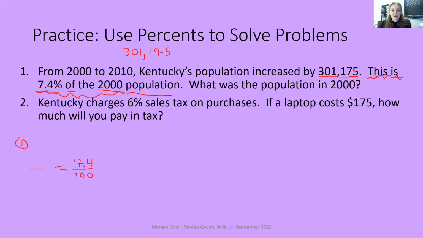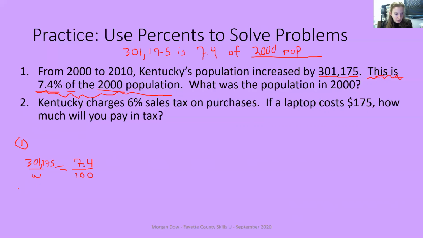So we're saying that 301,175 is 7.4% of the whole, or of the 2000 population. So the whole is the thing that we're missing. So I'll put W down here for whole, and the part is 301,175. Now I have a proportion and I can solve it.